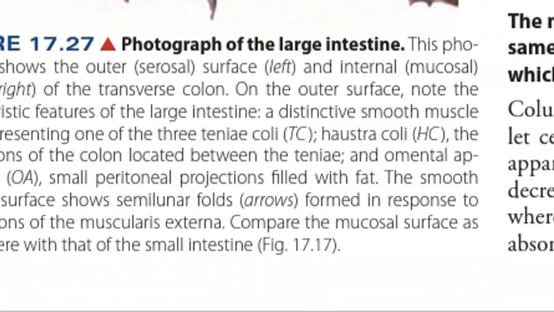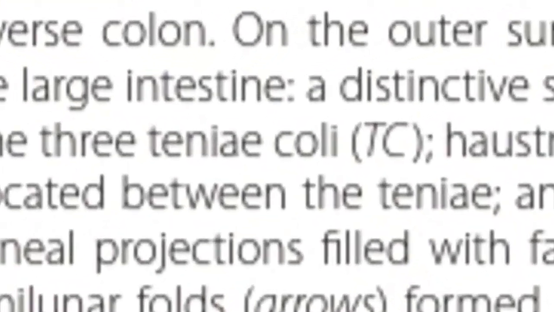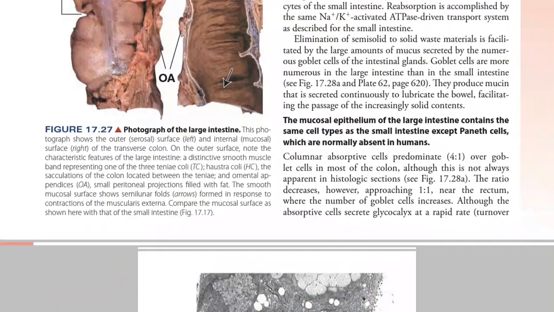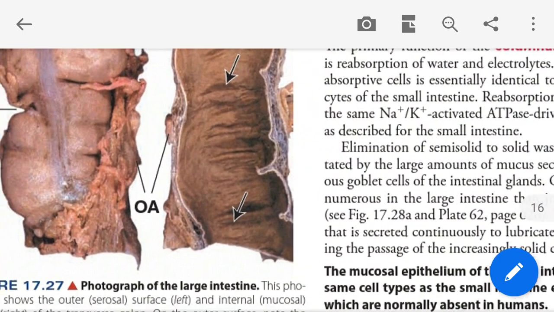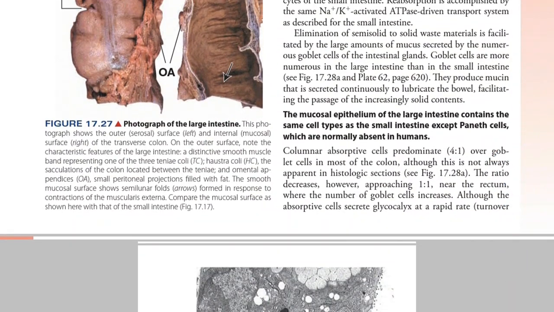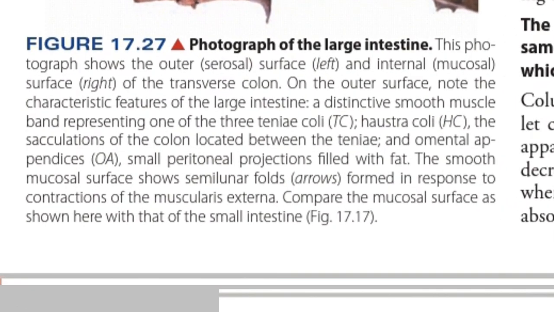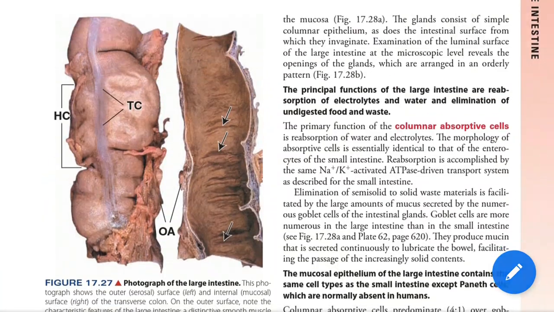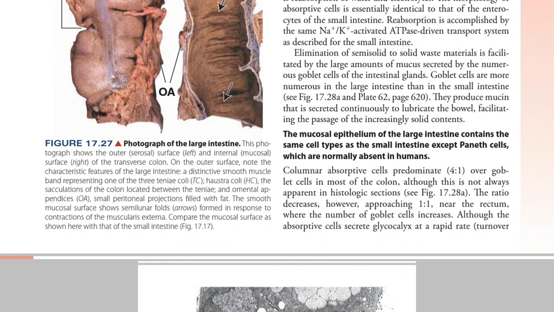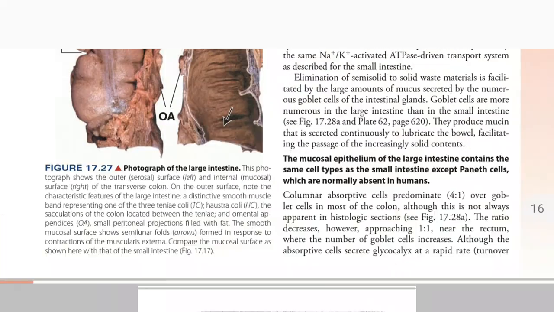So here you see 3 tenia coli, TC. Okay, tenia coli. Then OA. What is OA? So OA, omental appendices, OA. Then HC, haustra coli, HC. So this is the important figure.